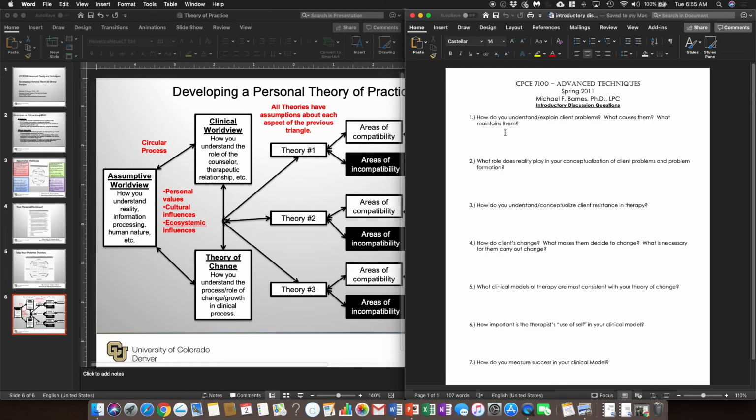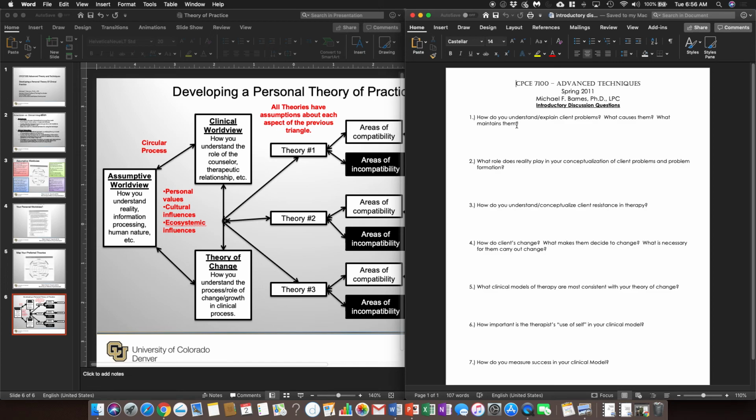The first is, how do you understand and explain client problems? What causes them, and in my mind, way more importantly, what maintains them? Are client problems biological? Are they psychological?